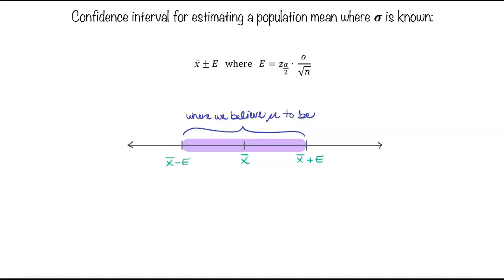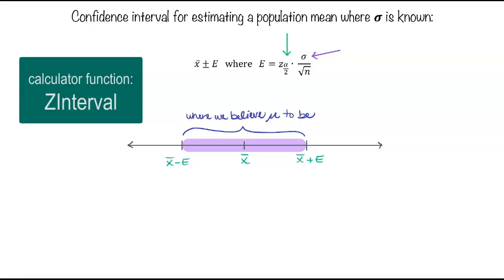When the population standard deviation is known, we will use it in the calculation of our margin of error. We will also be able to use the z-distribution and calculate our z sub alpha over 2 values when finding our margin of error. We will also be able to use our calculators to construct these confidence intervals. The calculator function that we will need is z-interval.